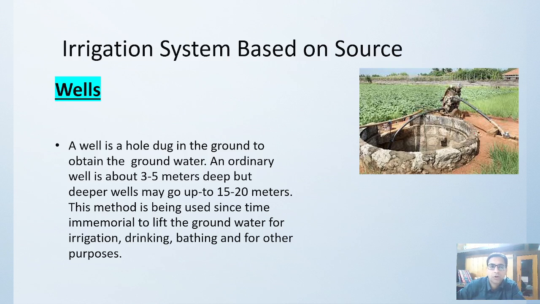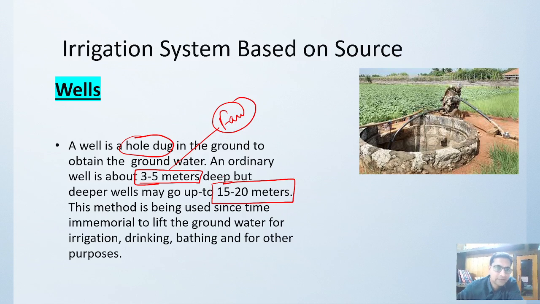So a well is also a very important source of irrigation. A well is normally known as a hole dug on the ground. Normally an ordinary well is of 3 to 5 meters. But 3 to 5 meters is now a very far away point, because right now no well is 3 to 5 meters. Right now the wells have to be dug very, very deep because of groundwater depletion. But if we go by the concept, it is around 3 to 5 meters deep, and sometimes it goes up to 15 to 20 meters deep.